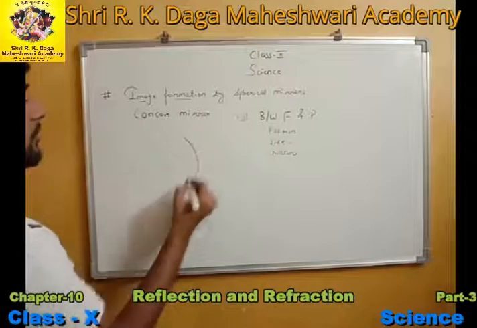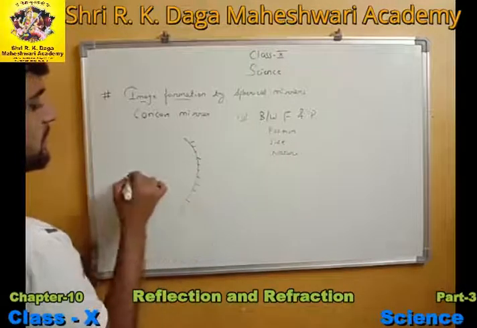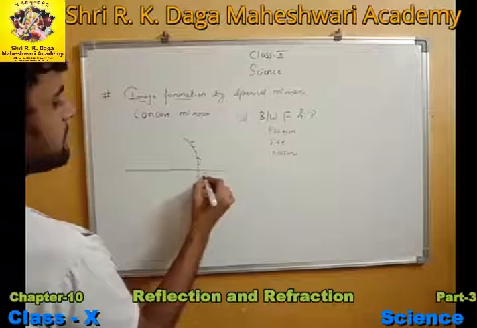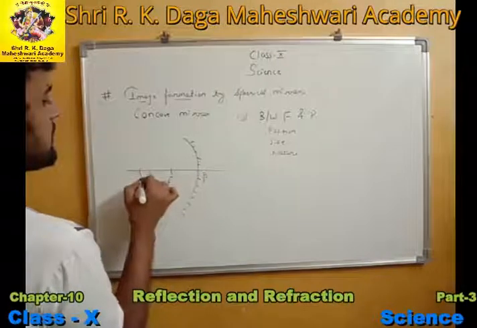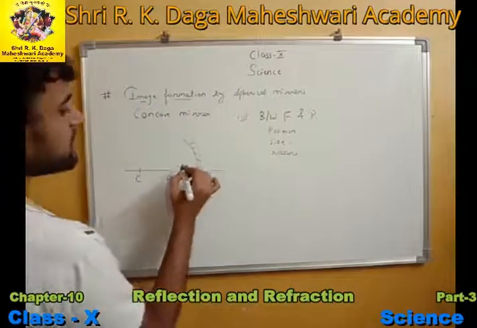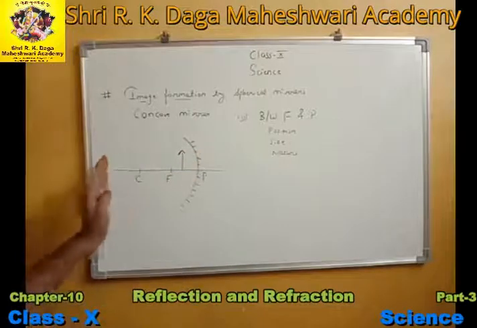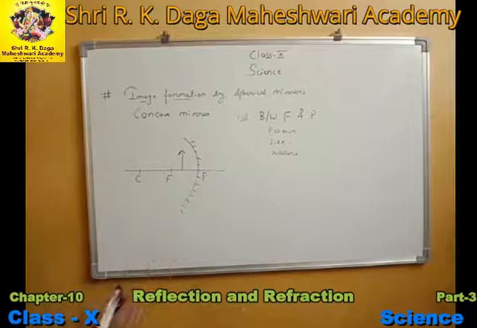This is the concave mirror. This is the principal axis. P is the pole, F is the focus, and C is the center of curvature. Now your object is between F and P. Now our object has come between F and P.